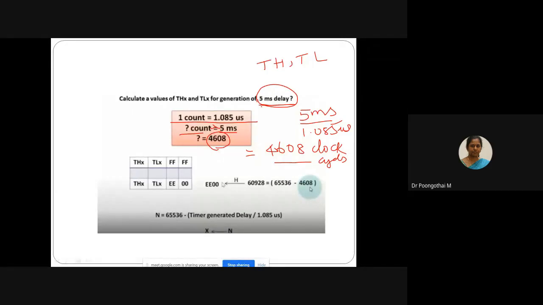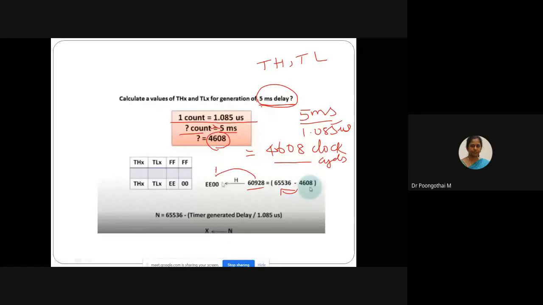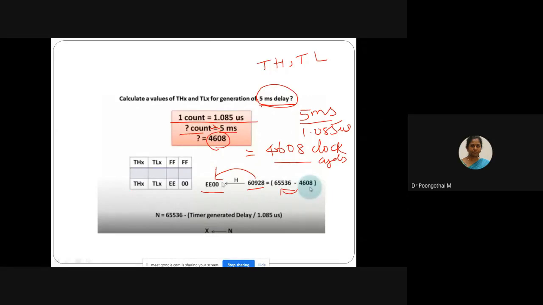Okay. So after finding this value, subtract 4608 from 65536. So your value is 60928. Convert that value into hex EE00. So you have to load that EE00 into the higher order and lower order registers. Once the timer gets started, it starts counting the clock pulses till it reaches the maximum value, 4 Fs. So this is the formula.